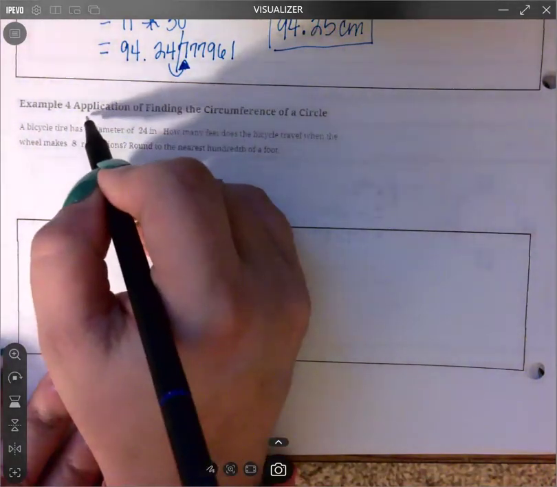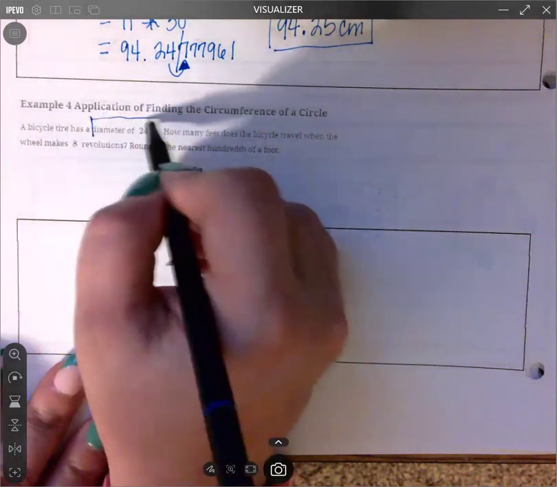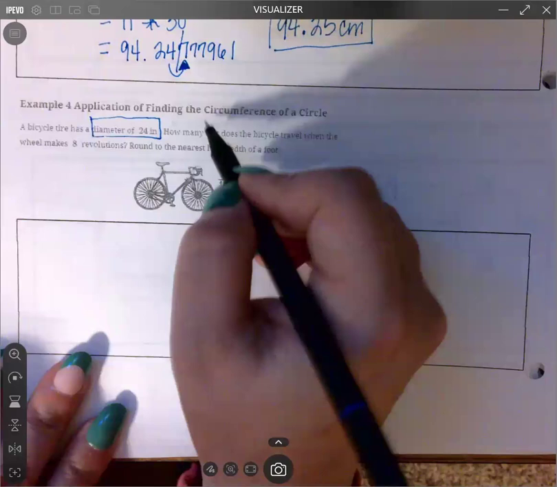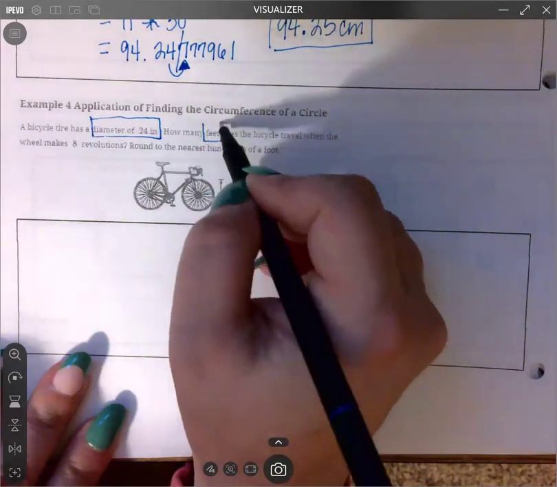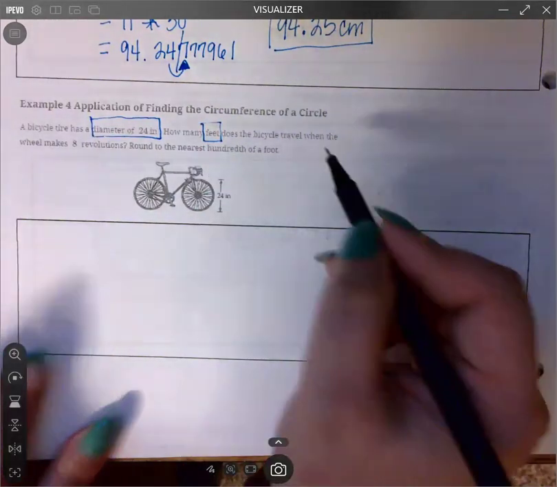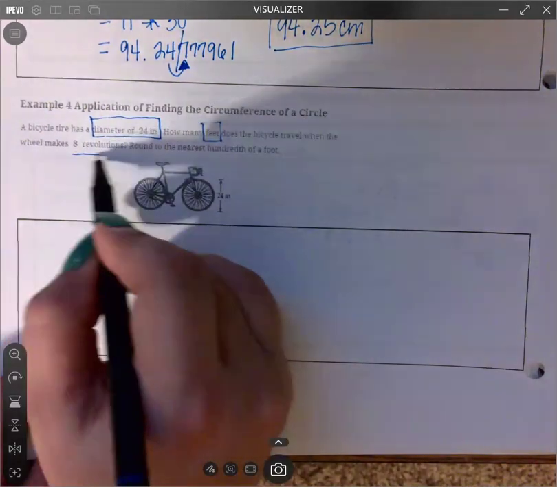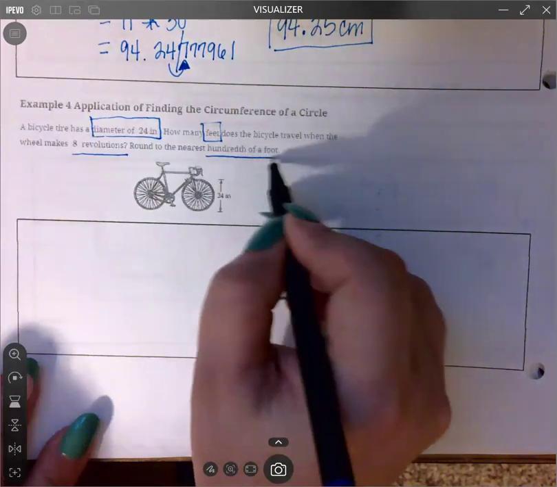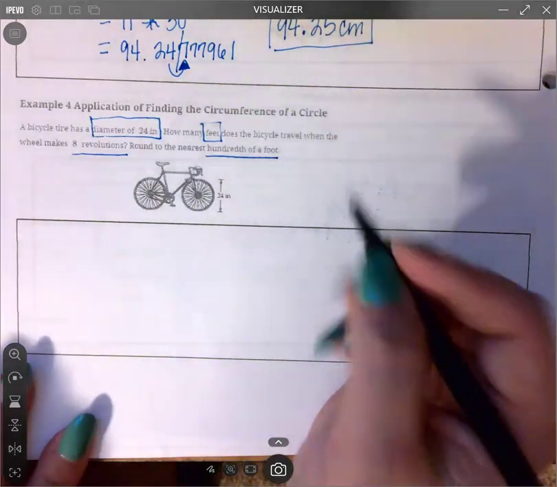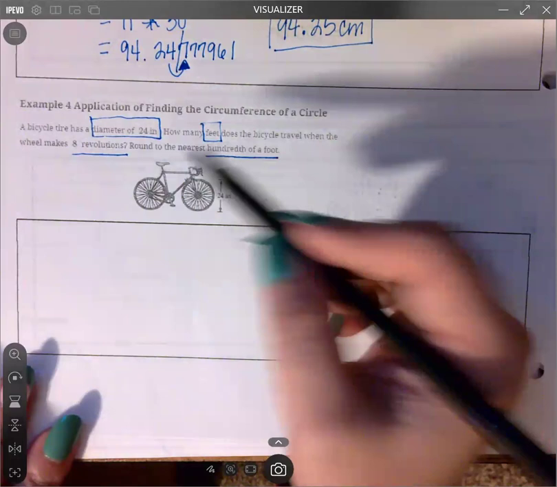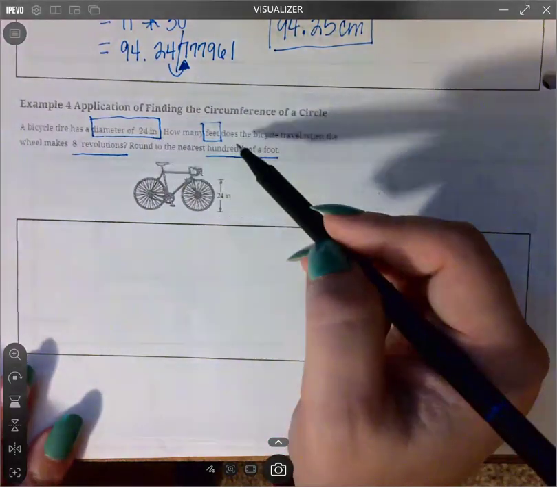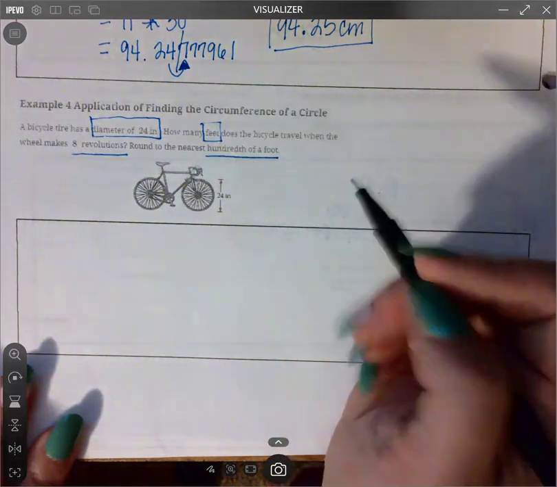A bicycle tire, it says, has a diameter of 24 inches. And we're going to find how many feet the bicycle will travel if it makes 8 revolutions. And again, we're going to be rounding to the nearest hundredth. Hopefully, the first thing that popped out at you is that our diameter is in inches and our distance is measured in feet.